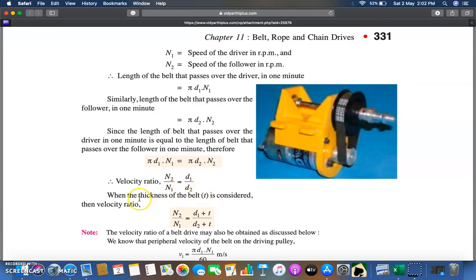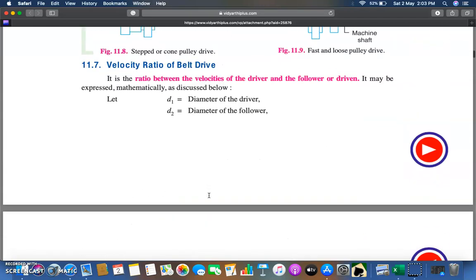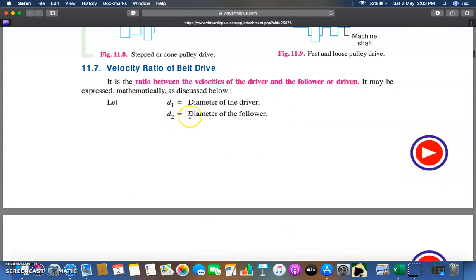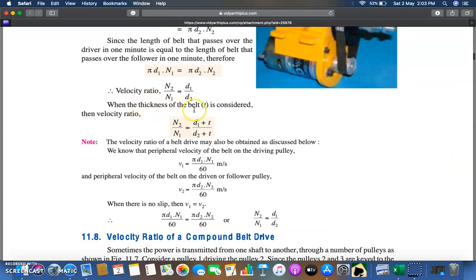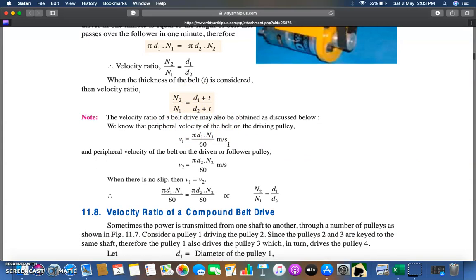And if you consider the thickness of belt T, and D1 and D2 are the diameters, D1 of the driver and D2 of the follower. If you are taking the thickness of belt, then your ratio will change from D1, D2 to D1 plus T, D2 plus T. In this way you can calculate the value of unknown parameters of this velocity ratio. And when there is no slip, then V1 is equal to V2. So with the help of that you can calculate.